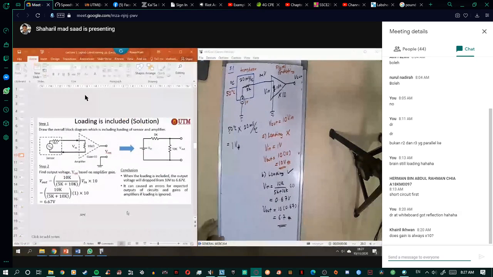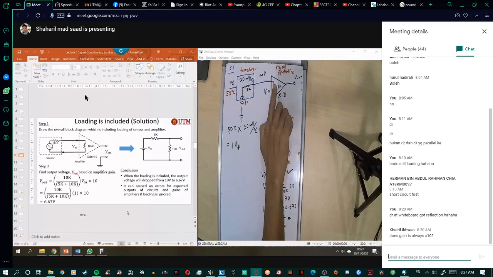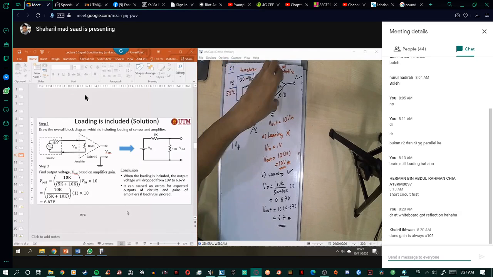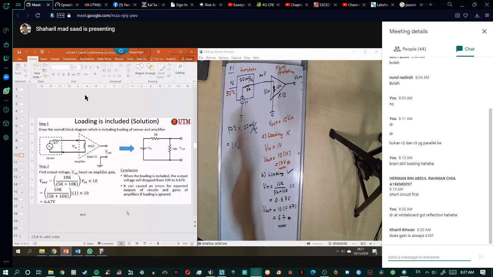So that's it. When you ignore the loading, that means loading is not included. So this one will be a short circuit, so V in here will equal the output voltage from the transducer. This is the circuit when you connect the transducer with the signal conditioning. So this one is the internal circuit. Any question?